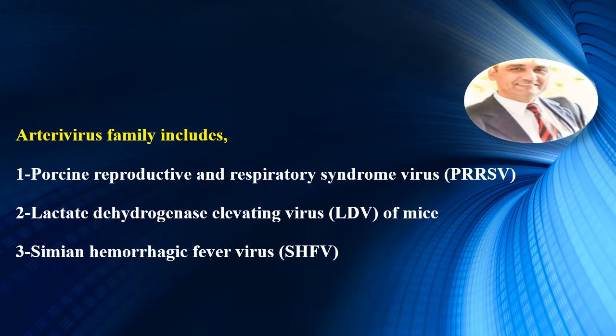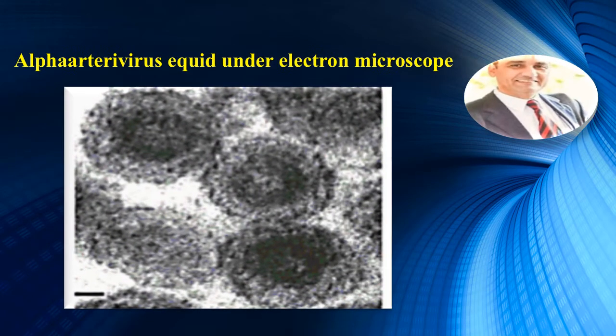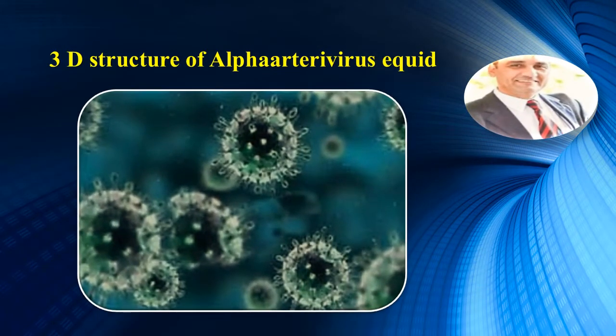The Arterivirus family includes, in addition to Alphaarterivirus equid, porcine reproductive and respiratory syndrome virus PRRSV, lactate dehydrogenase-elevating virus LDV that infects mice, and simian hemorrhagic fever virus SHFV which infects monkeys. This is a picture of Alphaarterivirus equid under the electron microscope. This is a 3D structure of Alphaarterivirus equid.